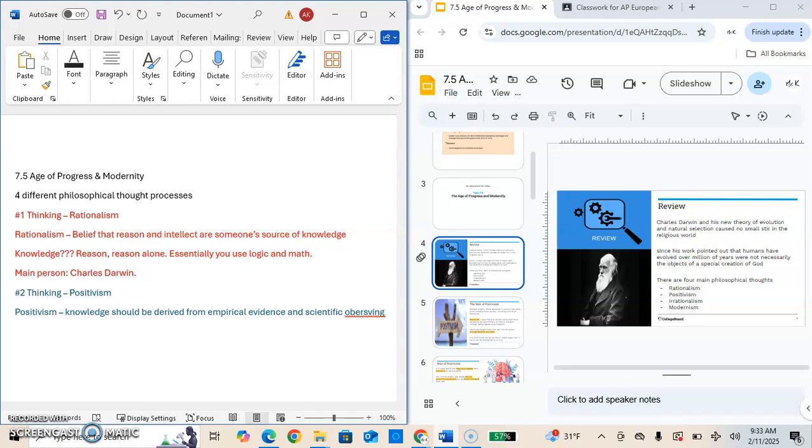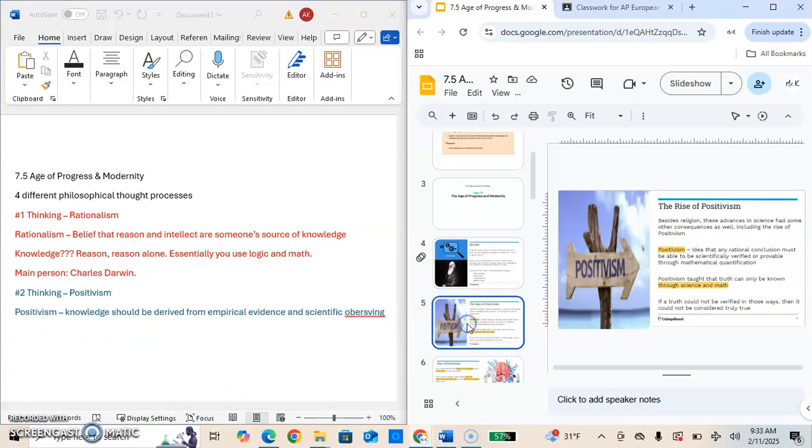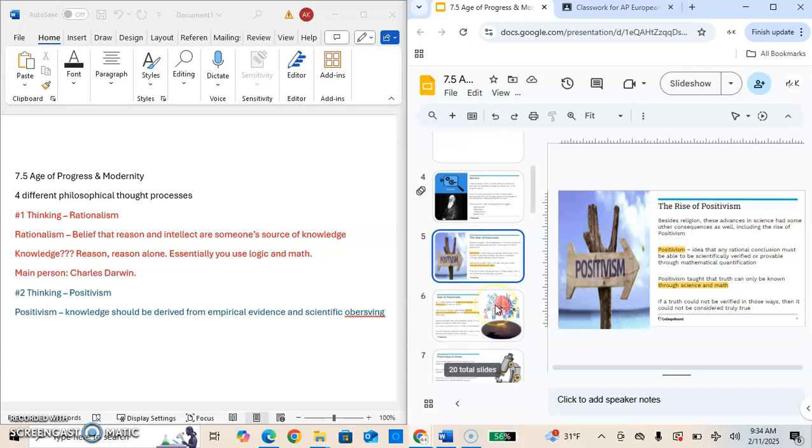All right. So, once again, here we go. So we see that religion is not the only thing that is against Darwin's rational thinking. All right. So it's making sure that things are provable. That's the name of the game with positivism. We're trying to prove things are right. We're not just thinking because that's what we've been told. The whole point is trying to prove it. All right. That truth can only be found through science and math.